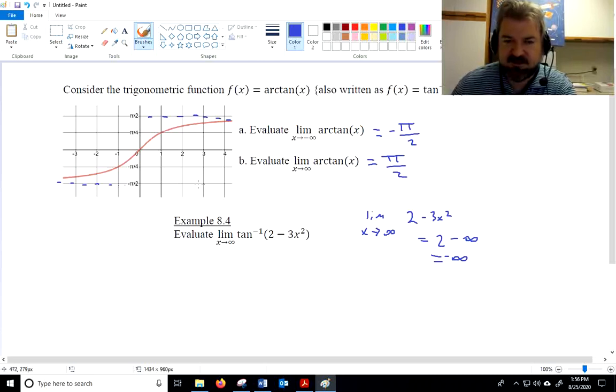What does the inverse tangent approach as x approaches negative infinity? We know it approaches negative pi over 2. All right, one last practice problem, the last practice problem of the unit. Give it a try.